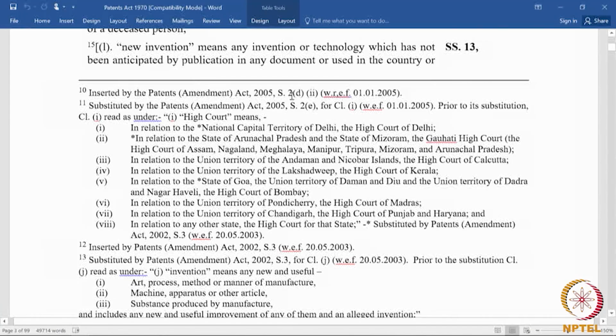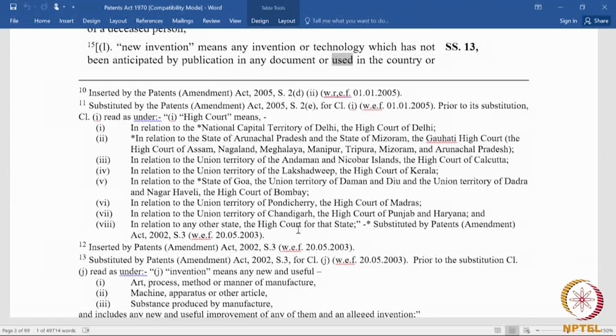So, publication by any document is an easier way of ascertaining anticipation because published documents allow you to verify whether a document that has a disclosure of an invention actually anticipates a patent application. The second type of anticipation is a bit more difficult to ascertain because use in a country could be use that is unrecorded, could be use that is not documented.